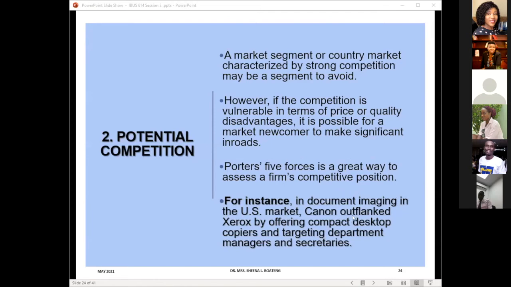Likewise, potential competition. You need to be able to look at the power of your competition and the ability to kick you out. Once upon a time in the United States market, Xerox was the number one company when it came to copier machines, to the point where the name Xerox became synonymous with making a photocopy. Such that in the US, if you wanted to make a photocopy at that time, you would say you want to Xerox it. Then everyone knows that you're going to make a copy.